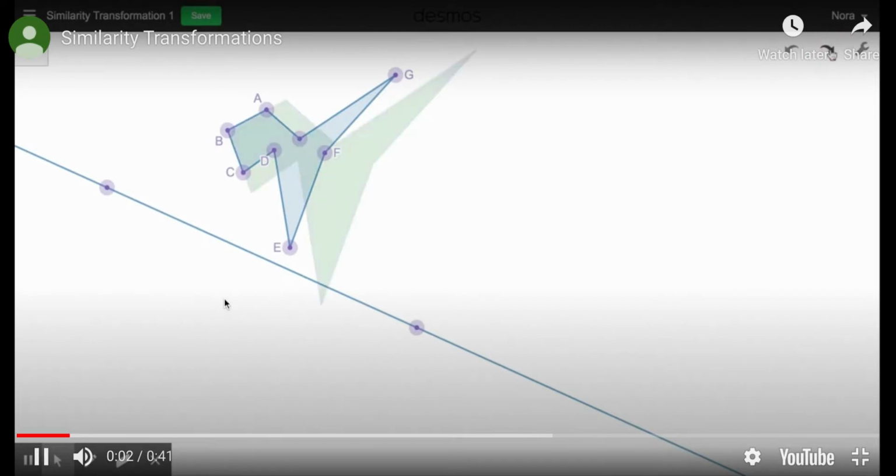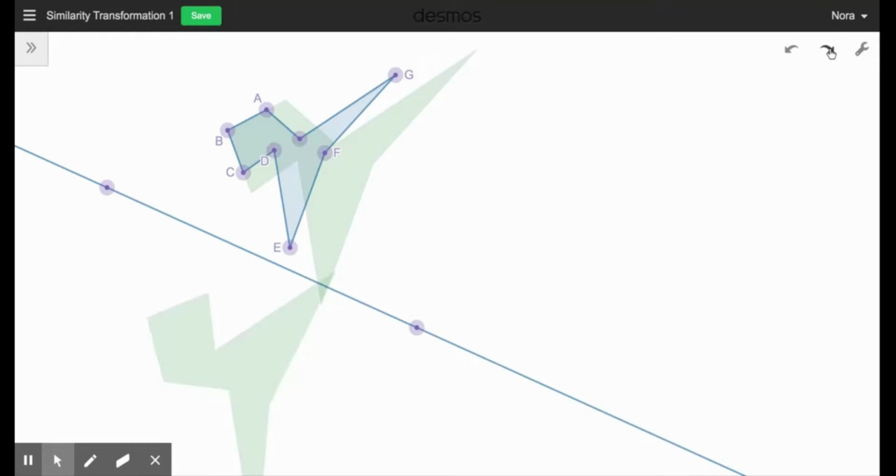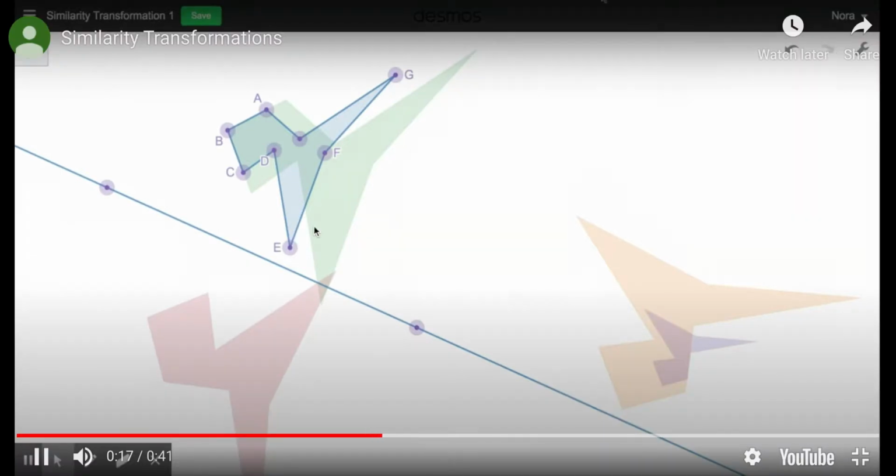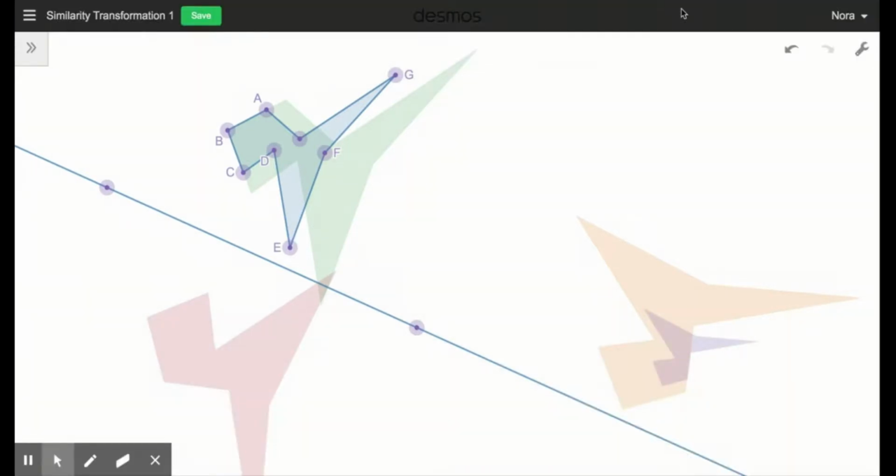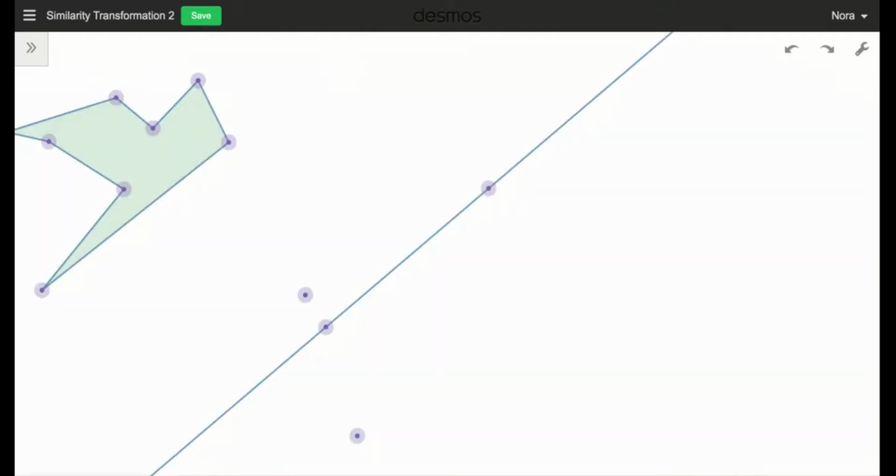So we start with this figure. We can blow it up, reflect it, then perform a rotation, then shrink it, and we get a group of figures that are all the same shape, but not all the same size. These figures are all similar to each other.